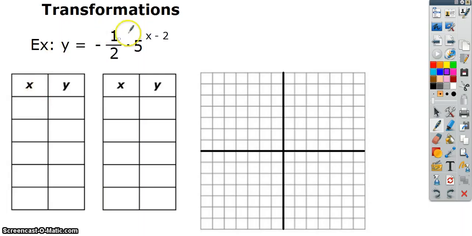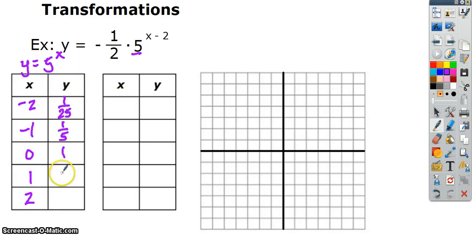Okay, so I'm going to start out with, this is going to be my parent function, y equals 5 to the x. Okay, I got the 5 from here, and then I'm stripping away all this extra stuff that's transforming it and just getting to the basic function, 5 to the x. Alright, so use our same values here. So this is going to be 1 over 25, and 1 over 5, and 1, and 5, and 25.